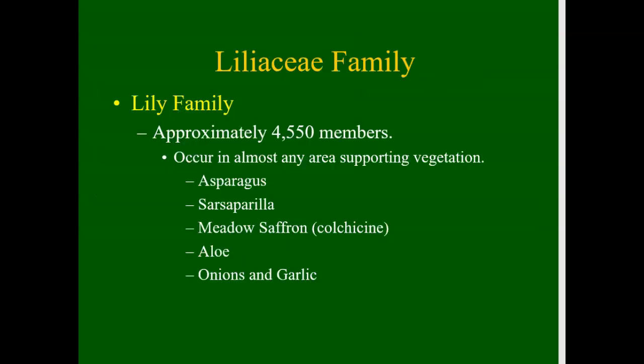The lily family has about 4,500 different members. Lilies can grow almost anywhere, and there are many kinds of lilies. I've listed a few different members for you here: asparagus, sarsaparilla, and saffron, which is a product that we get colchicine from. That's what's used to kind of freeze mitosis.